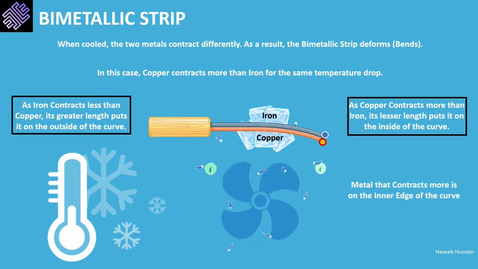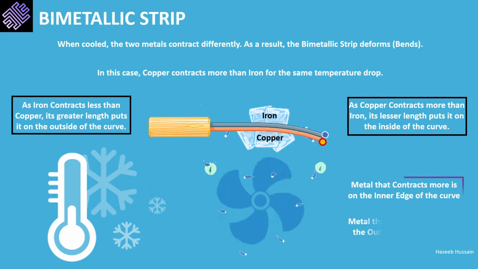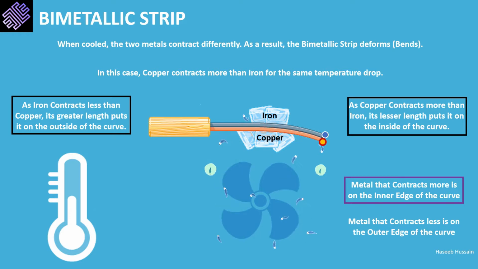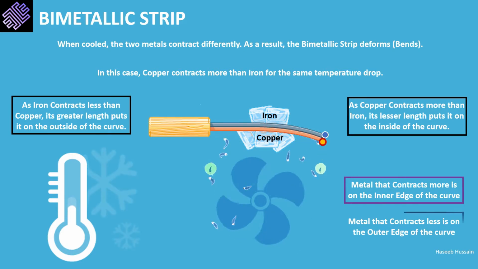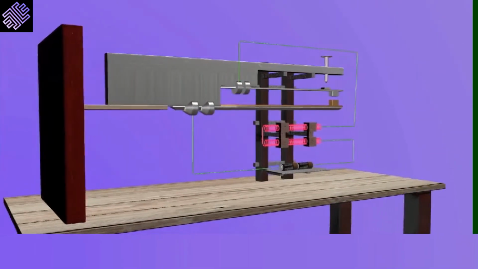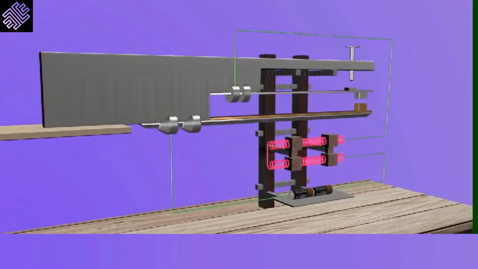So when cooled, the bimetallic strip deforms in a curved direction. The metal on the inner edge has contracted more, while the metal on the outer edge has lower rate of thermal contraction. The change in mechanical property of bimetallic strip as a response to temperature variation is useful in many different instruments.